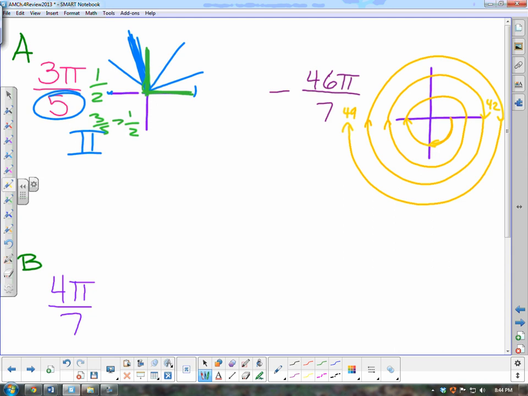So 46 pi over 7 is somewhere in between those two. This one right here, this would be 45.5 because that's halfway in between 42 and 49. So 46 has to be in there. That makes this quadrant number 3. Now, if you do not recall your quadrants, remember this is 1, that is 2, that is 3, and that is 4. All right.